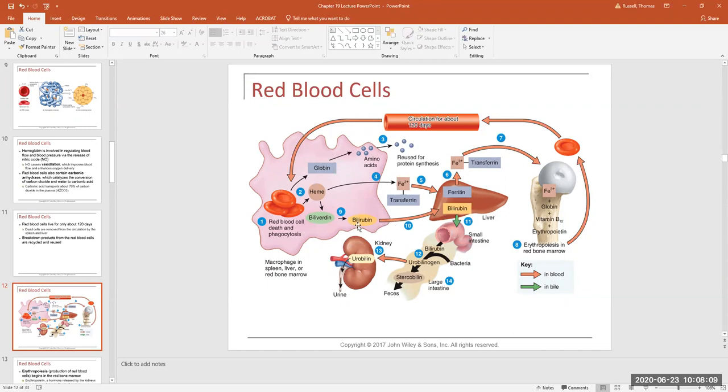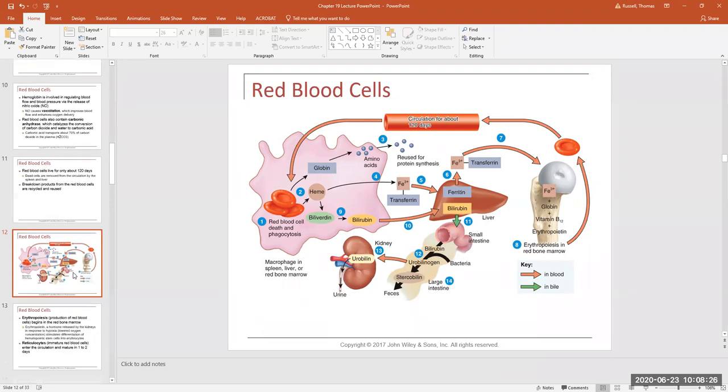How do we get rid of it? Well, we send it to the liver. The liver secretes it in bile to the intestine and then it's broken down to these other pigments and we get rid of it in urine and in feces. So just know the breakdown components of these pigments. All right? Okay, thank you. All right, you're welcome.